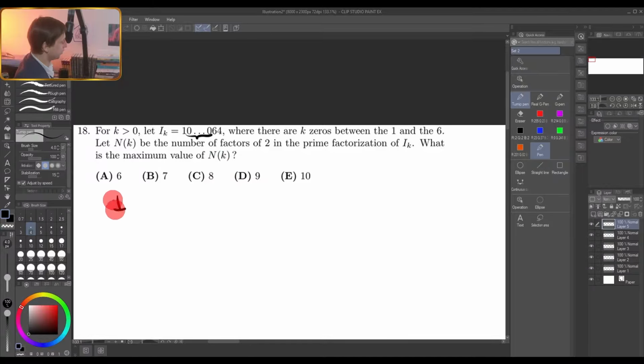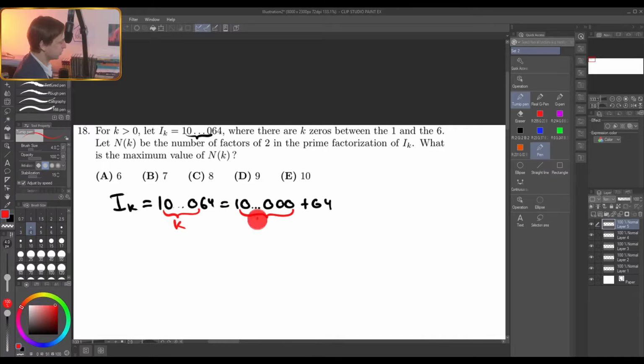Well, perfect. Here we are looking at the number that looks like this: 1, 0, 0, 0, and 64. Of course, it can be represented as just 1 with several zeros plus 64. And just remember that by the condition we have k zeros, and if we separate 64 like this, we will have k plus 2 zeros here. If we have only 1 zero here, it's 10 to the power of 1. 2 zeros, it's 10 to the power of 2. K plus 2 zeros means that the number is 10 to the power of k plus 2 plus 64.